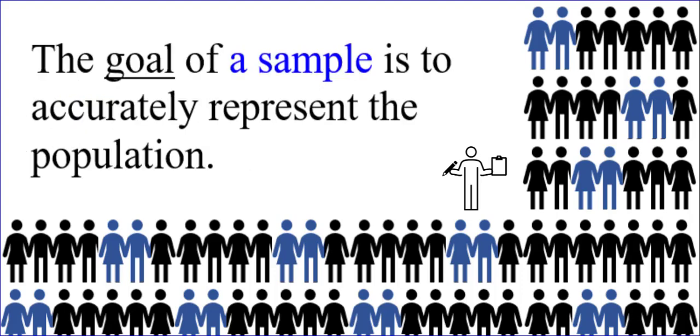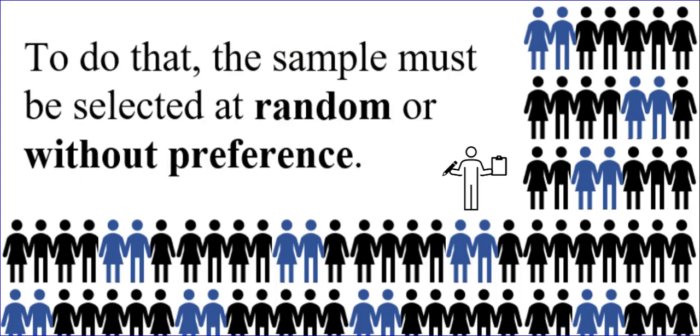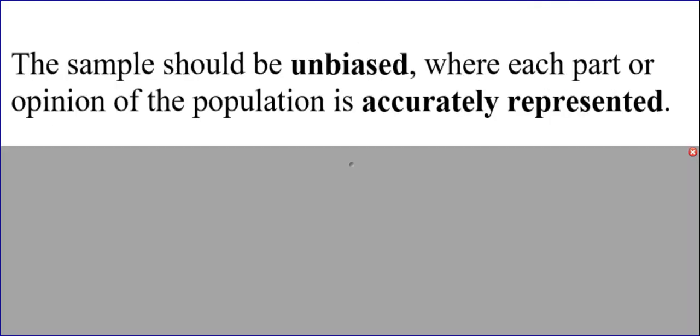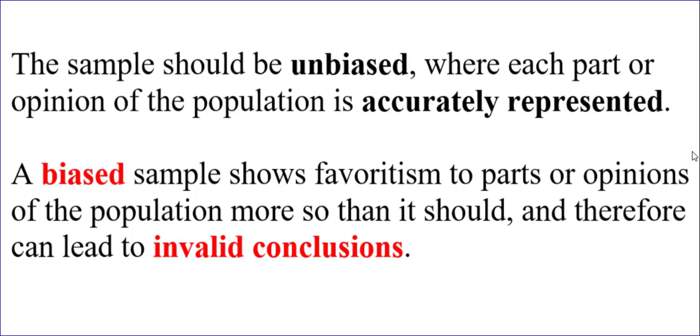The goal of a sample is to accurately represent the population. To do that, the sample must be selected at random or without preference. The sample should be unbiased, where each part or opinion of the population is accurately represented. The opposite of that would be the word biased. A biased sample shows favoritism to parts or opinions of the population more so than it should, and therefore can lead to invalid conclusions, which means conclusions that are not accurate to represent the population.